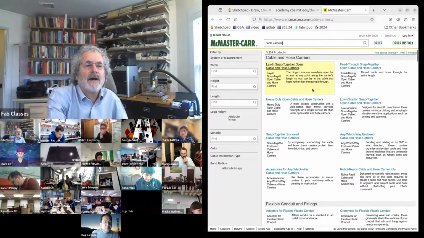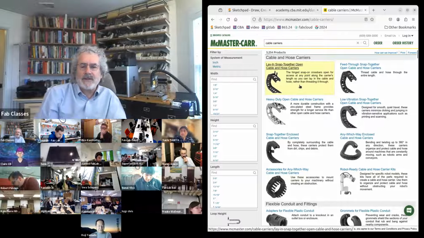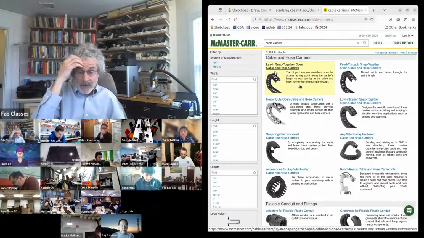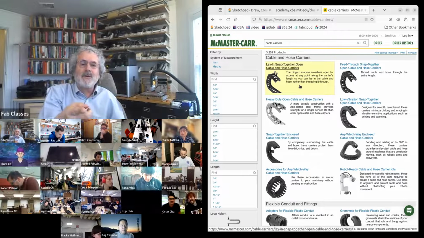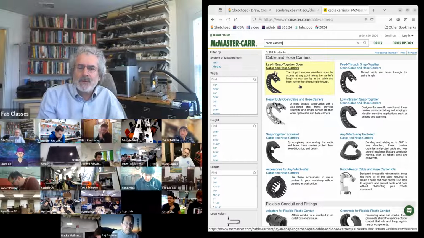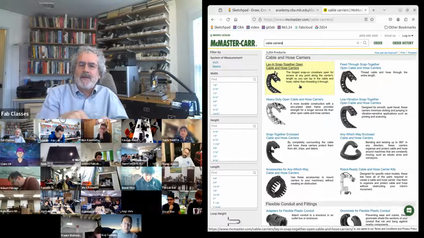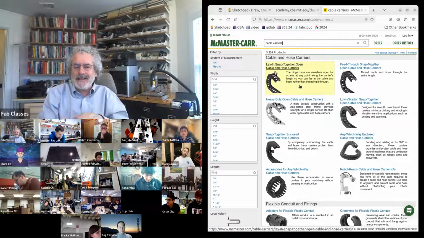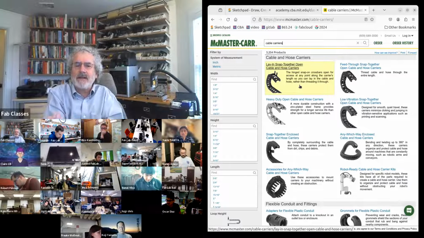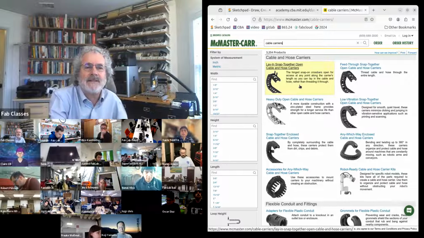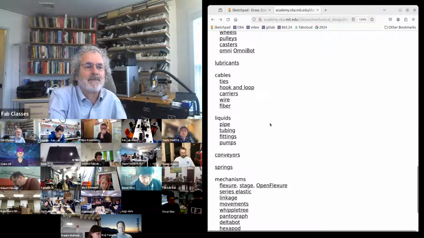And so these are cable carriers that take bundles of cable and keep them together as the machine moves. A nice trick: you can buy those, you can 3D print them. You can also use the tape from a tape measure. If you take a slightly stiff metal tape measure tape and you cable tie to it, it actually makes a nice cable carrier.